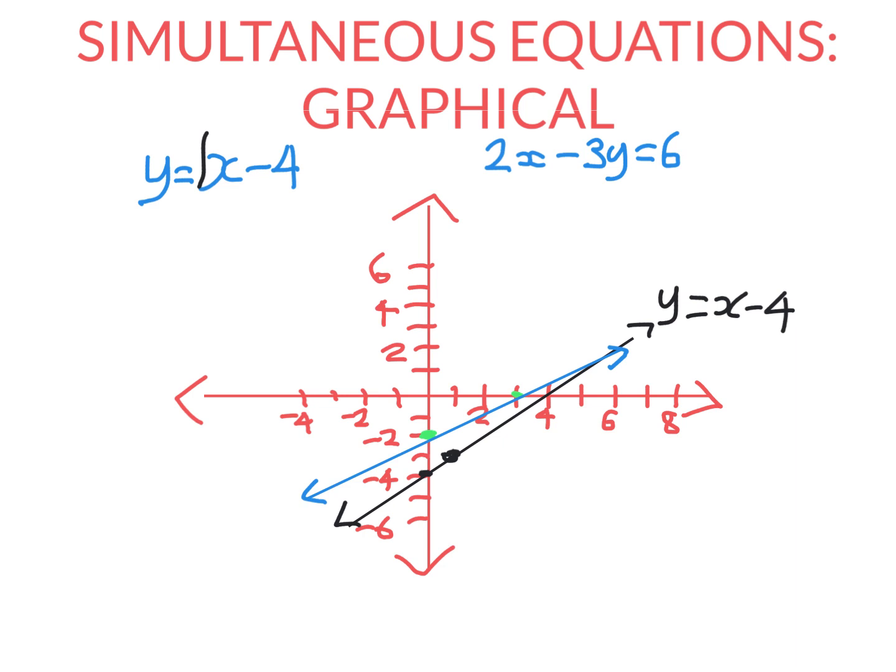So these two intersect at this point here, which is (6, 2). That is the only point that lies on both lines. It is a solution to this equation, but also to this equation. Because 6 minus 4 equals 2 is a true statement, and here 2 times 6 minus 3 times 2 equals 6, 12 minus 6 equals 6, that is a true statement. So these two equations here and here share a solution. There is one solution that solves both of them at the same time, (6, 2).